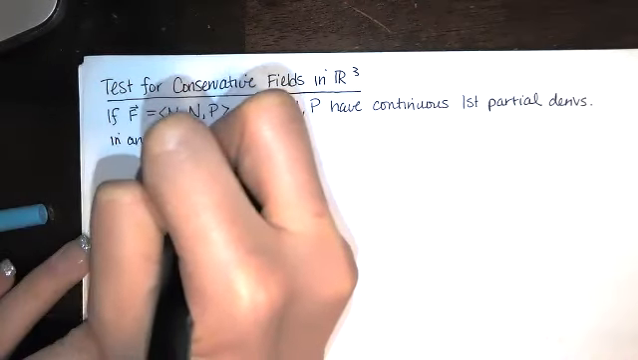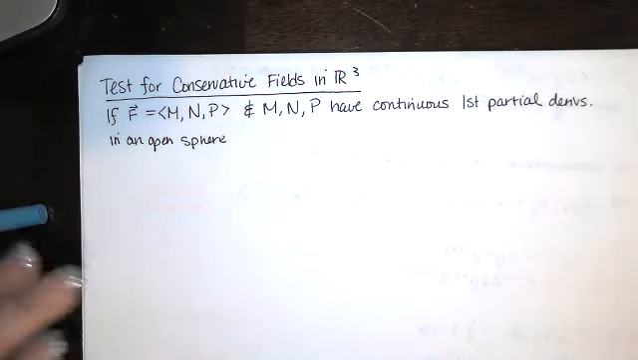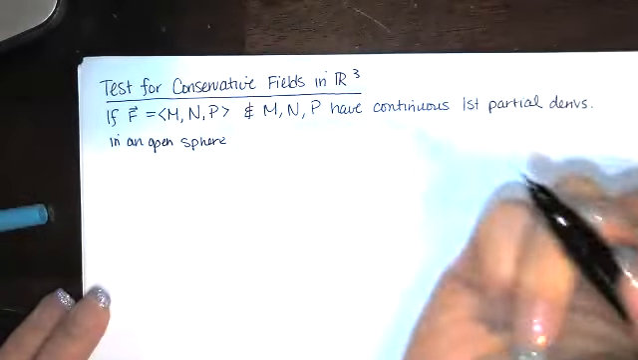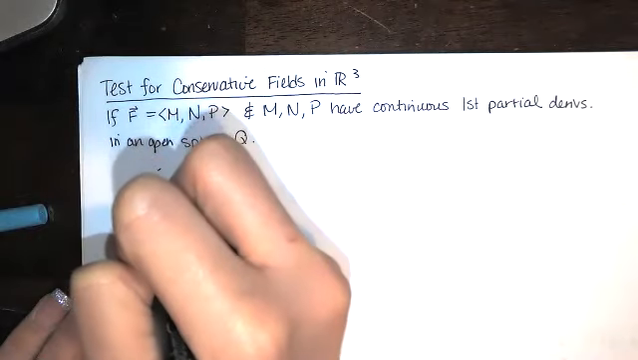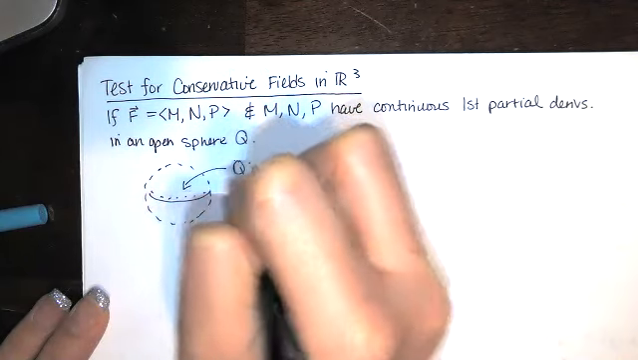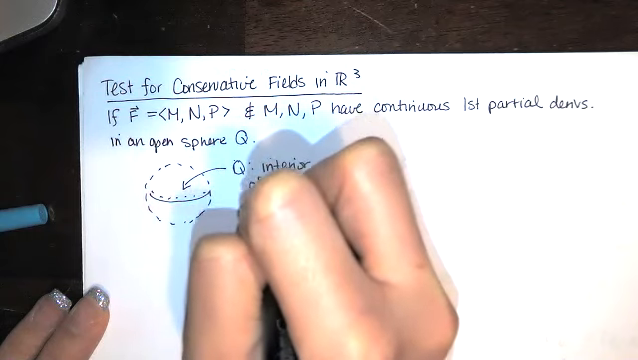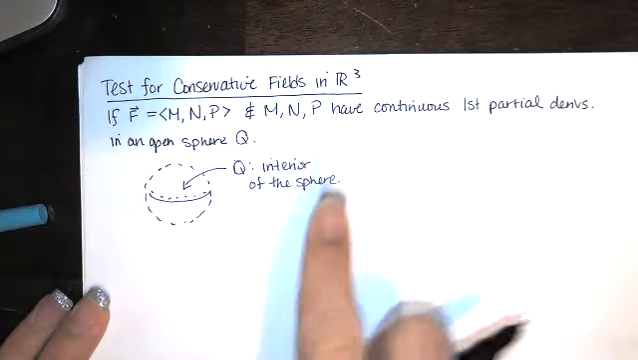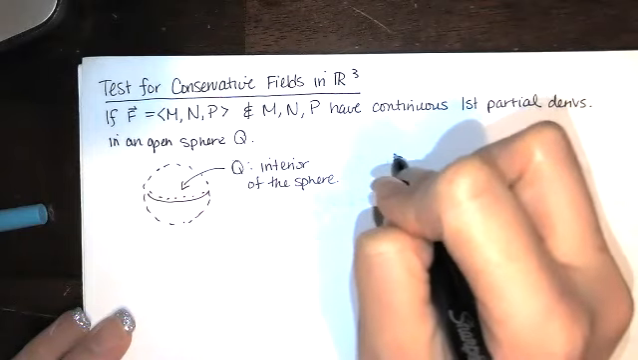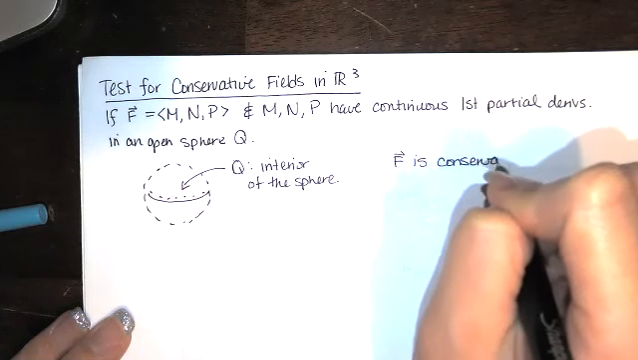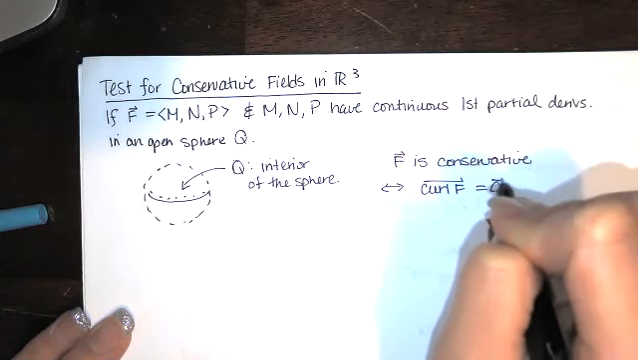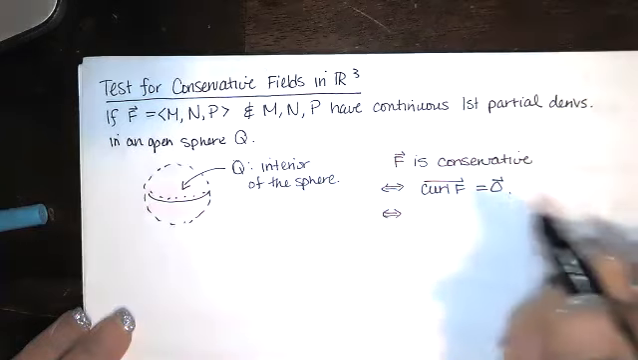So we're basically looking at a solid sphere, what's inside, but not including that boundary. So here's Q. Q is the interior of the sphere. And while we're in the sphere, M, N, and P all have continuous first partials. If that's the case, then F is conservative if and only if the curl of F is the zero vector. And remember, we said that that's the same as saying that F is irrotational.